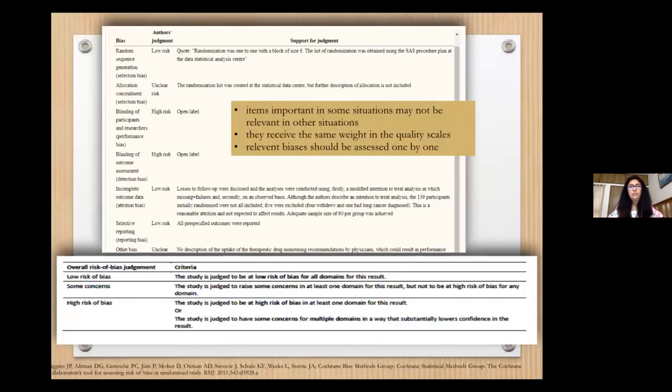But at the same time, it can have some issues, because some items which may be important in some situations may not be relevant in others. In these scales they may get the same weight, because in the case of mortality, blinding may not be that important, whereas in some other case, like checking blood pressure, blinding should be more important. So that's why the Cochrane Collaboration has come up with a different tool, the Cochrane risk of bias tool, and it does not have a numerical score. It just gives the authors' judgment, and then gives the overall risk: low risk of bias, some concerns, or high risk of bias. So both are ways to grade.